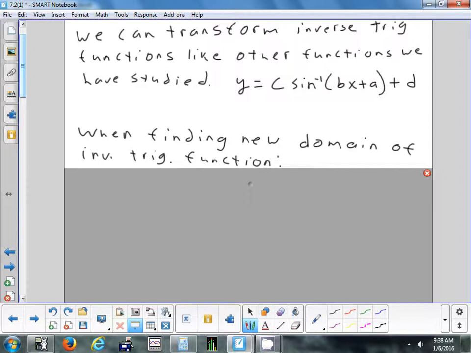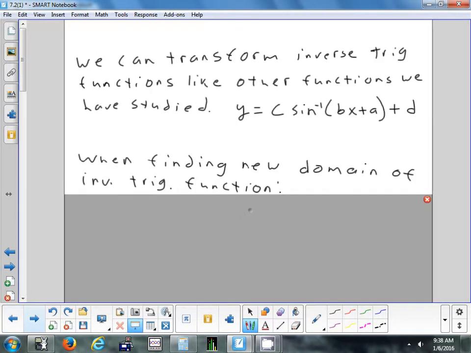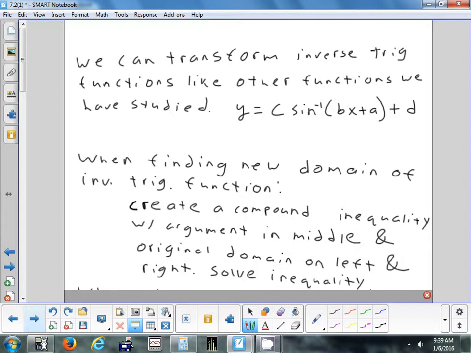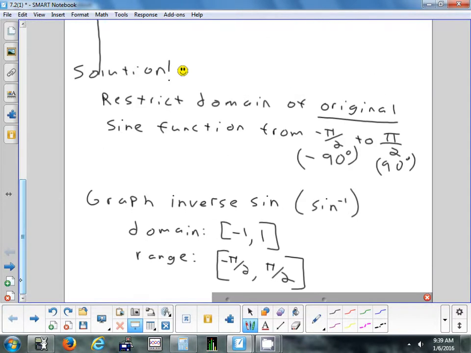All right, so if we transform a trig function, we're changing the domain and range. As long as you know all the original domain and ranges, it's very easy to find the new domain and range. So I would make sure on your reference sheet, put the domain and range of the original trig functions. So what you gave us earlier? Yep. I gave you the domain and range for inverse tangent, inverse cosine, and inverse sine.